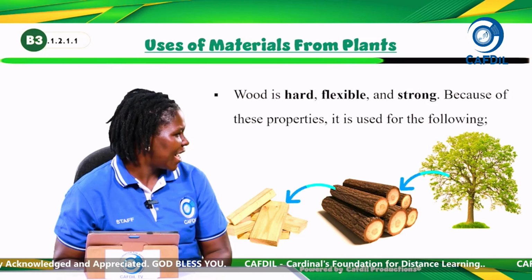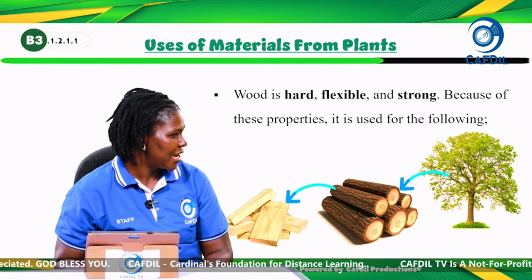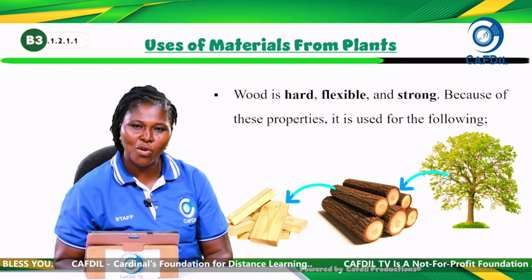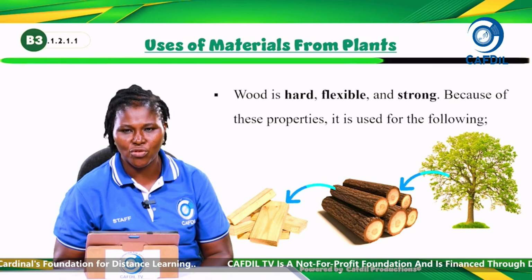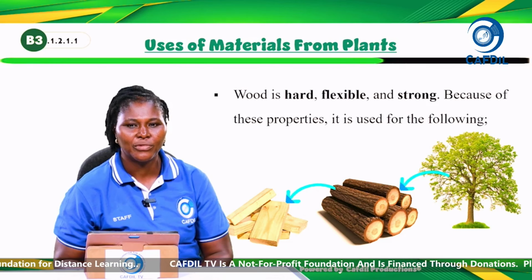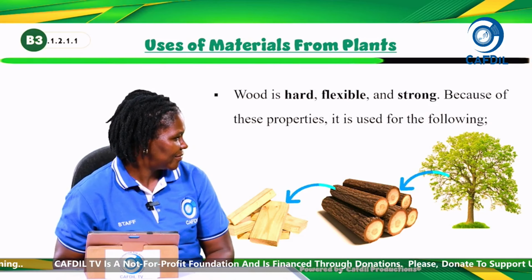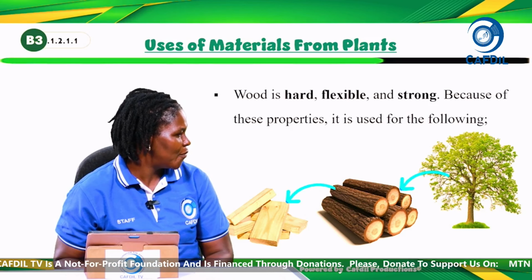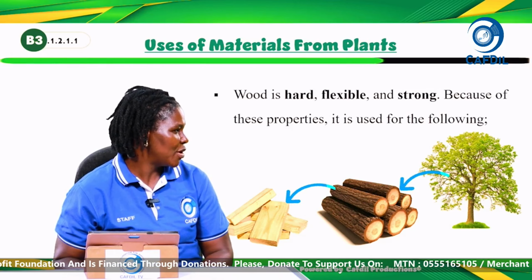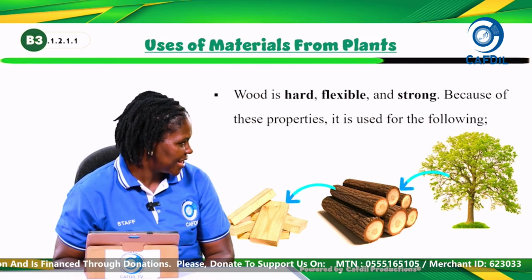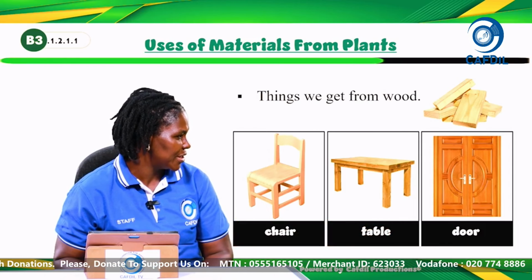Now wood is hard, very hard, flexible and strong. Because it is hard, flexible and strong, what happens? It is used for the following. So we are coming to look at the following. Because of these properties, that is hard, flexible and strong, it is used for the following.